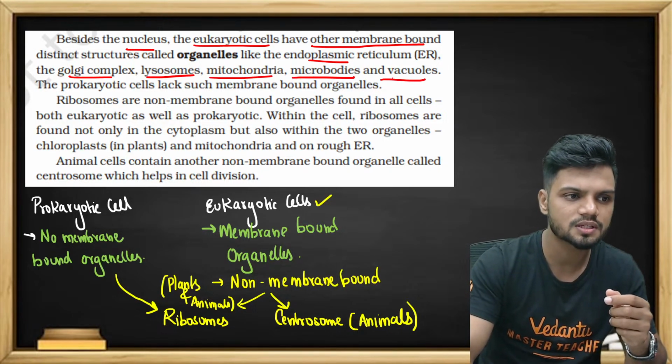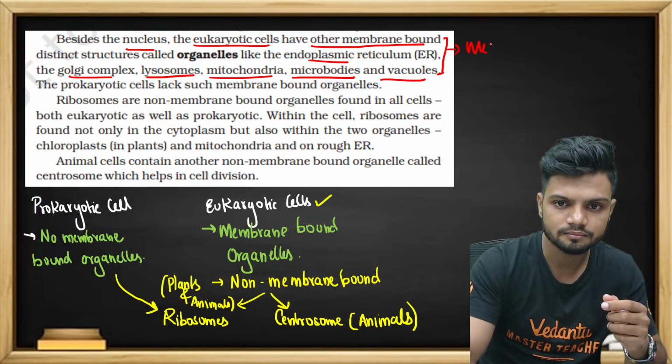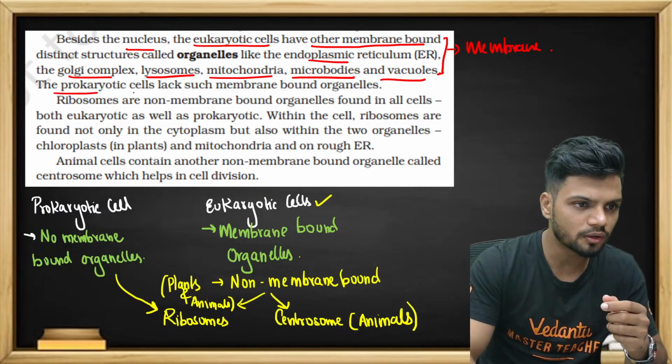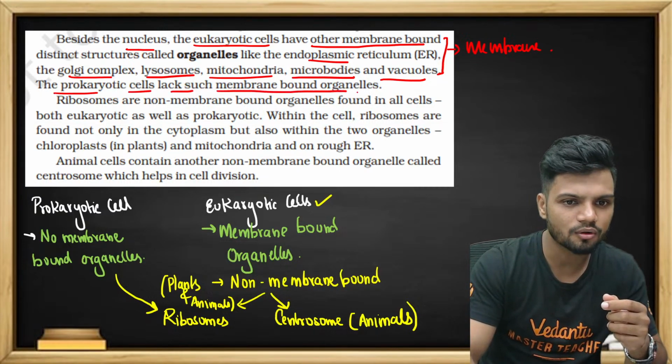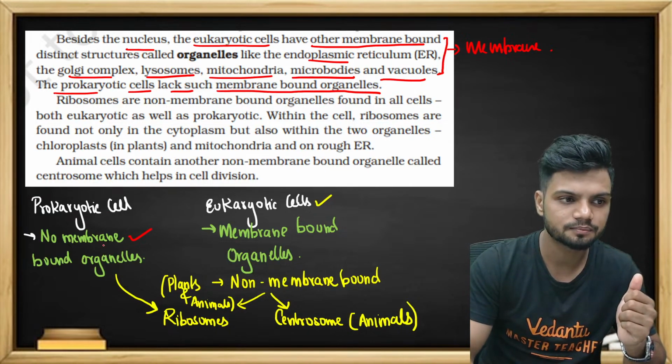microbodies, vacuoles. All of them, students, will have a membrane. Why? Because they're eukaryotes. Right. The prokaryotic cells lack such membrane bound organelles. See, I told you, no membrane bound organelles in the case of prokaryotes.